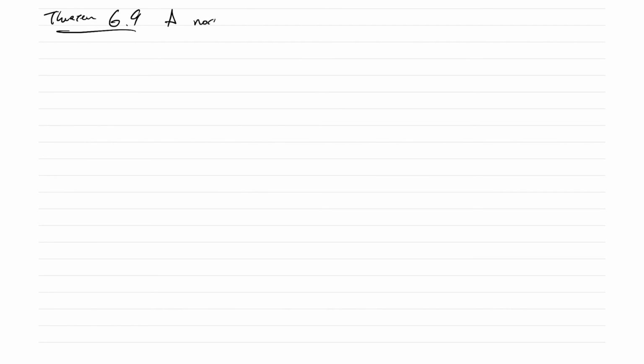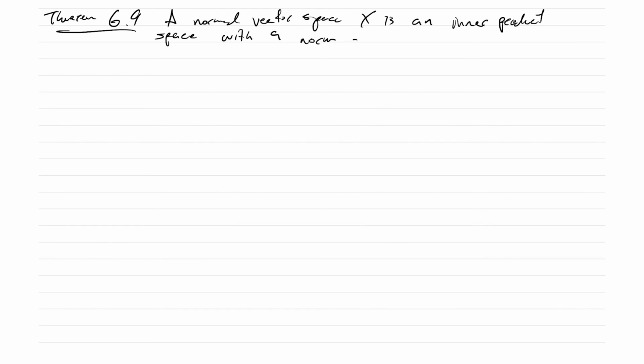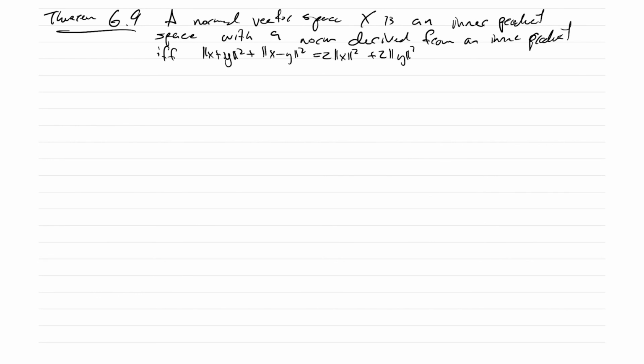So a normed vector space X is an inner product space with a norm derived from an inner product if and only if we have the absolute value of x plus y squared plus the absolute value of x minus y squared equal to 2 times the norm of x squared plus 2 times the norm of y squared.